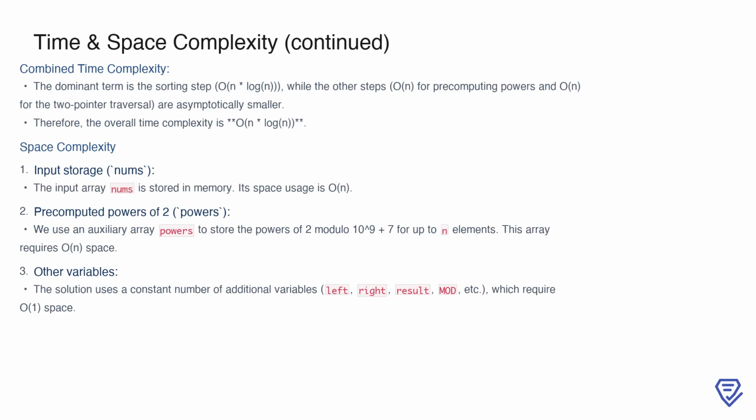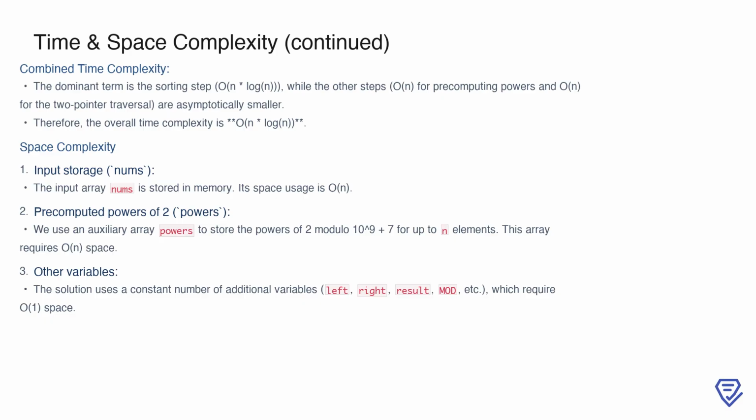When we combine all the components, the dominant term is the sorting step, which is O(n log n). The other steps, such as pre-computing powers and performing the two-pointer traversal, are linear at O(n) each and are asymptotically smaller. Therefore, the overall time complexity of our approach is O(n log n).